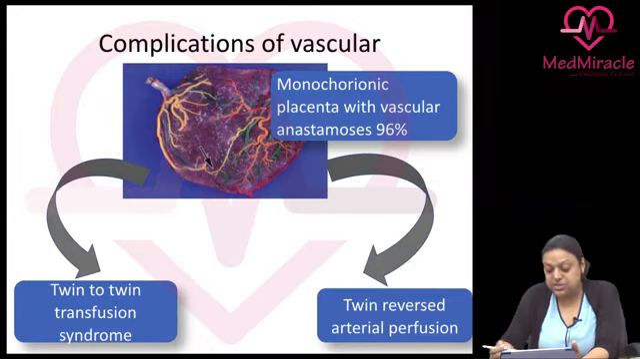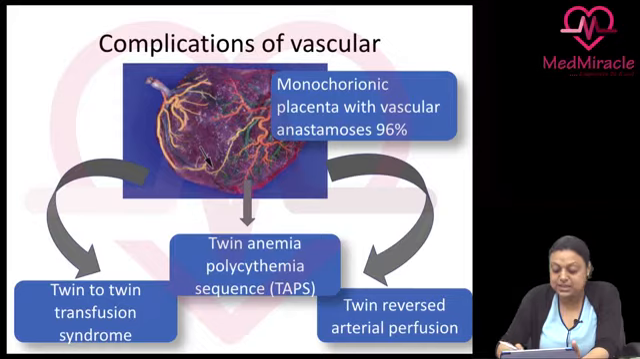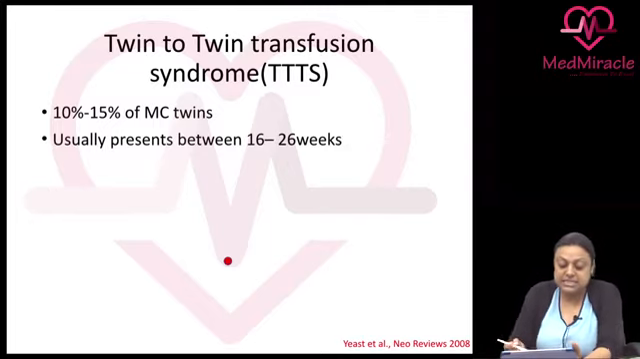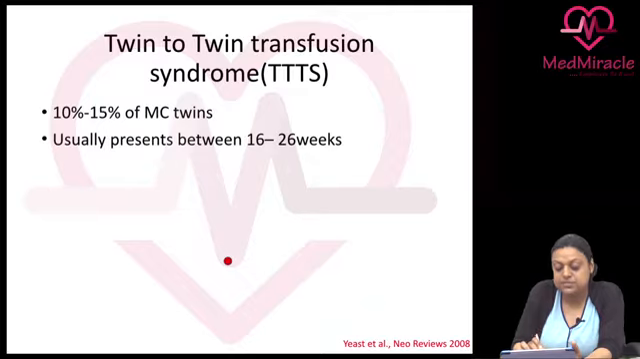So twin-twin transfusion syndrome and twin reversed arterial perfusion sequence, I'll explain them each. Twin anemia polycythemia sequence. So first let's come to twin-twin transfusion syndrome. This is seen in 10 to 15% cases of monochorionic twins. It will usually present from 16 to 26 weeks period of gestation.